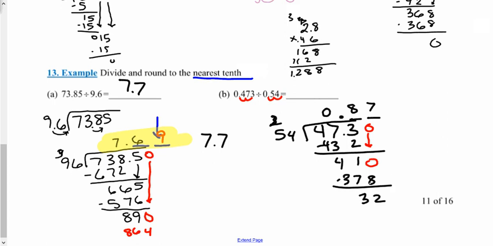The whole key to that, the reason we were doing that, is we were looking at this number. If this number is a 5, 6, 7, 8, or 9, then this number will be rounded up. And that's just the case this time. So we get 0.9 for this. Okay. All right. So this is decimal division.